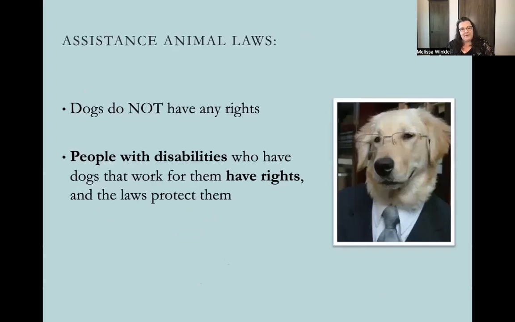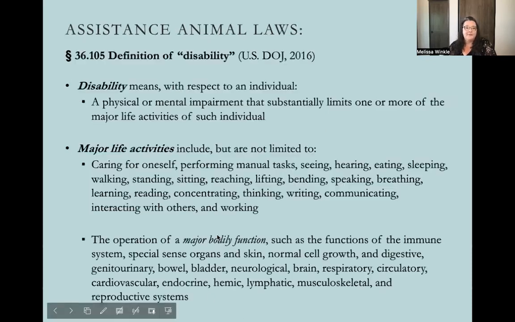I think the big thing to understand is that assistance dogs or assistance animals do not have any rights at all. People with disabilities who have dogs that work for them are the ones who have rights. People are protected by the Americans with Disabilities Act, and they are allowed to have assistance animals. So they are the ones who have laws that protect them. There are some definitions here of disability and how it impacts major life activities or bodily functions and different things that a dog may be able to assist with.